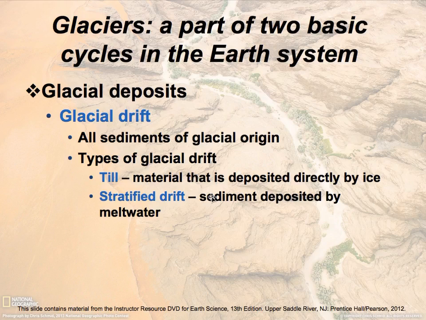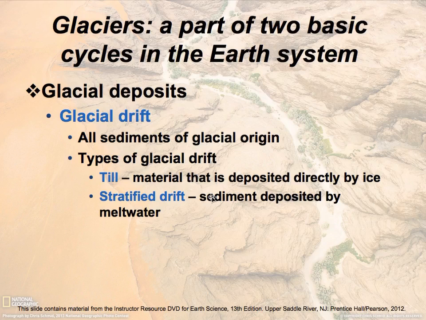But at the edge of that zone of wastage, where the glacier is no longer moving, you're also going to have a lot of water coming out of the bottom of the glacier and off of the top, which has the ability to transport material as well. When that water carries material, bed load, suspended load, and dissolved load, and eventually drops it, that is considered stratified drift. The reason it's called stratified drift is because it's sorted by grain size.